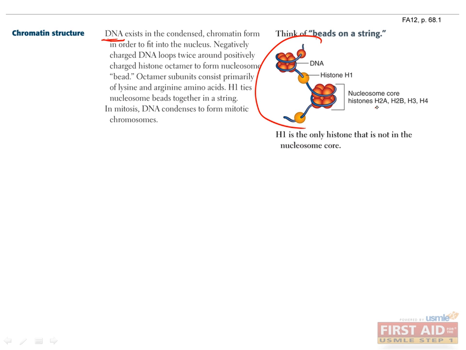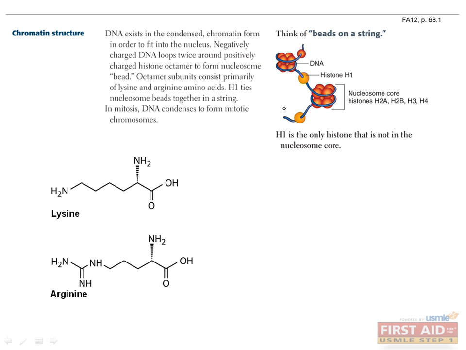Two of each of the histones H2A, H2B, H3, and H4 aggregate together, and DNA wraps around them twice to form a nucleosome. Histone H1 is not part of the nucleosome, but it links them together. The reason that DNA naturally binds histones is because DNA is negatively charged, and histones are rich in the positively charged amino acids arginine and lysine.